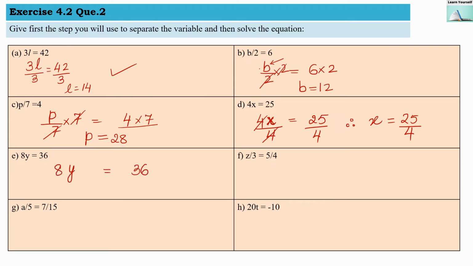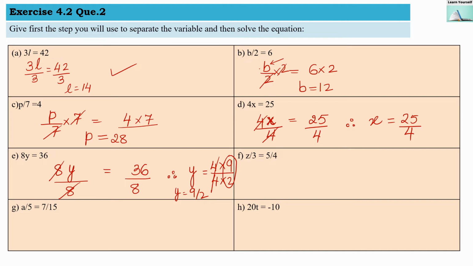E equation is 8y equals 36. Now 8 is in multiplication. If I want to remove this 8, I have to divide this side with 8. Same way, I am going to divide this 36 with 8. Then I will get y equals, because this 8 and this 8 will get cancelled out. We can solve this like 4 into 9 divided by 4 into 2. So 4 will get cancelled out, and my answer here is 9 divided by 2. So y equals 9 divided by 2 will be the answer.